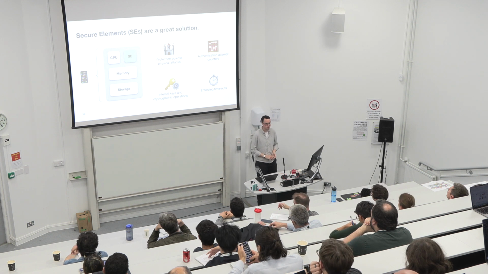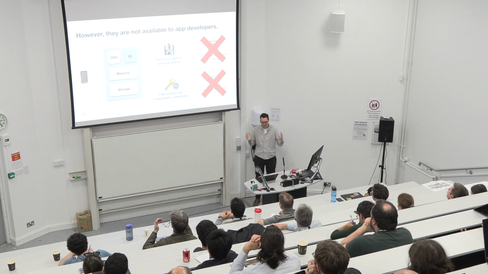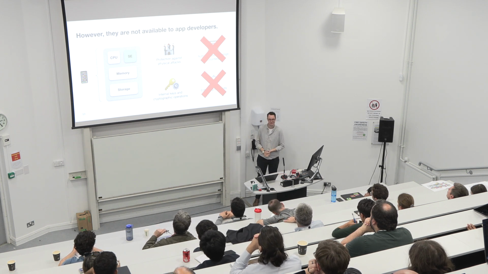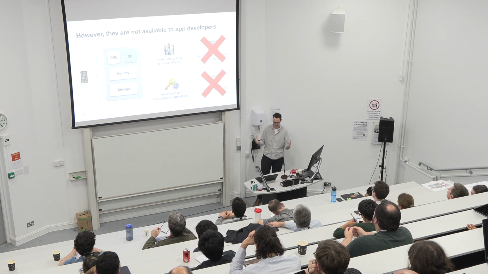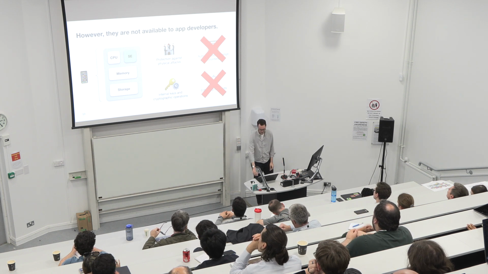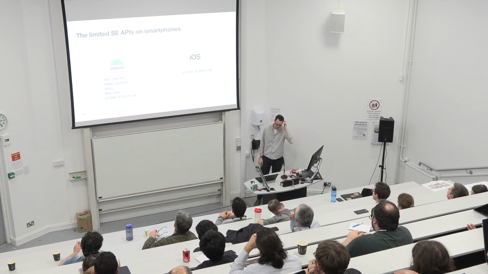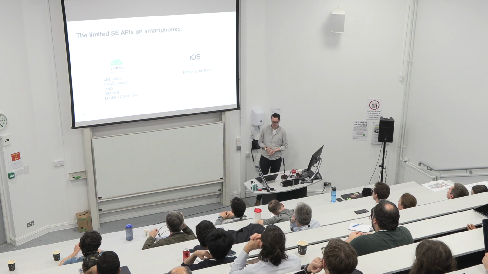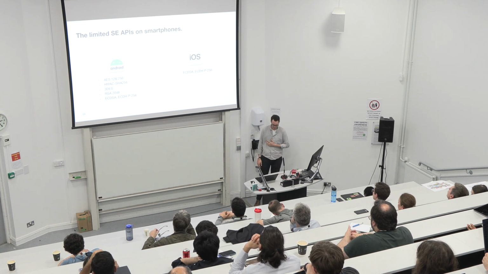Well, that sounds too good to be true. And unfortunately, as average app developers, we're not allowed to use these nice features because the operating system doesn't give us access. So we're stuck with just normal cryptographic operations. And we don't have too much to choose from. On Android, we can do some symmetric cryptography, some asymmetric cryptography. On iOS, it's even less that we can access.